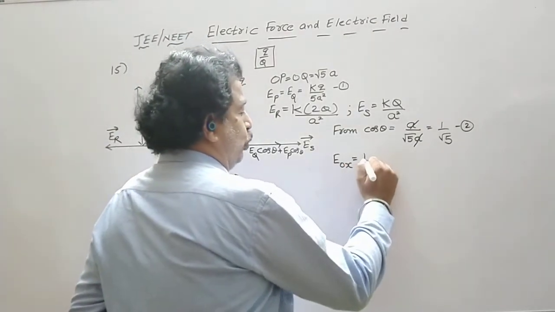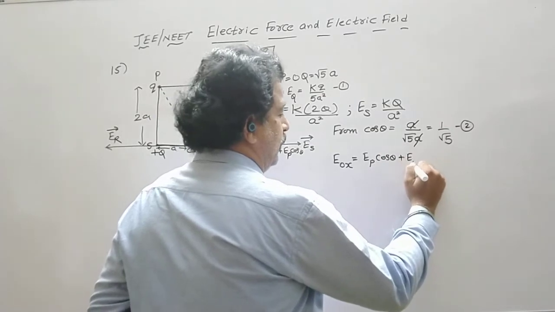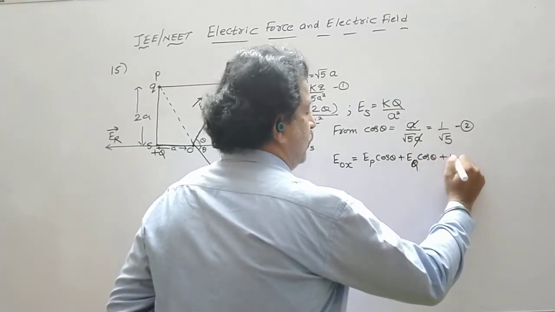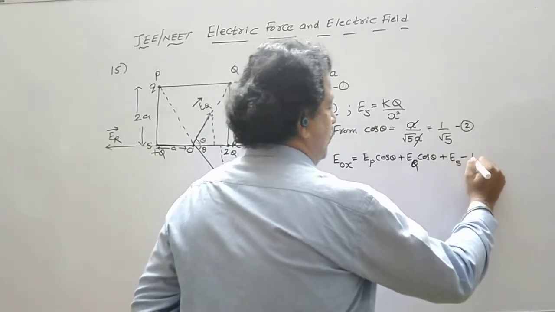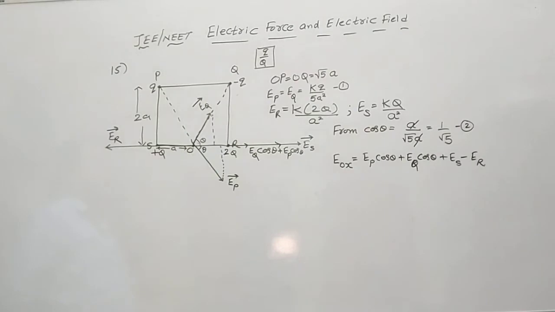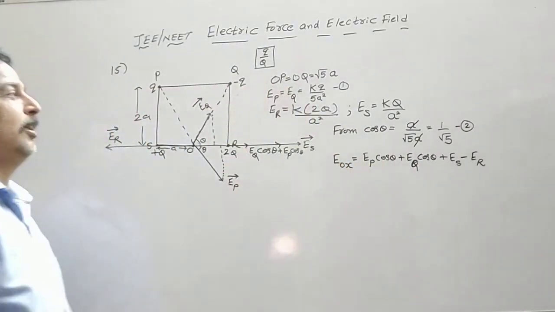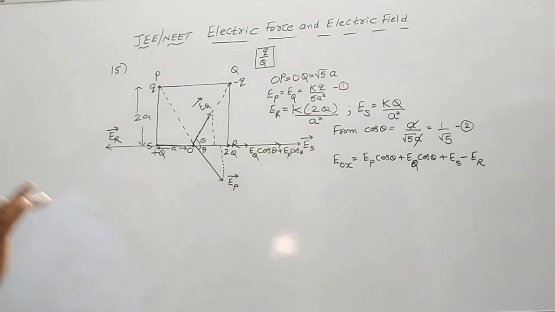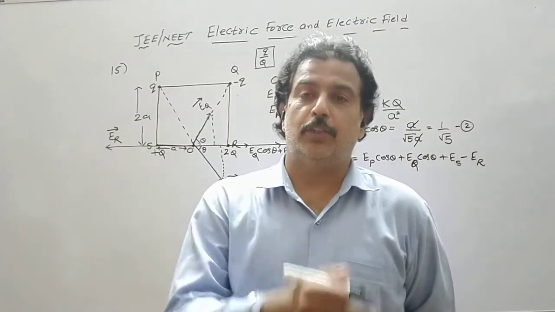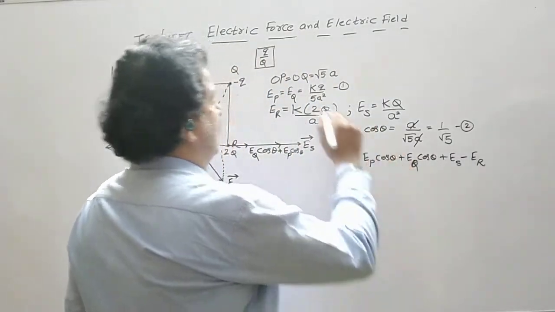This is equal to EP cos theta plus EQ cos theta plus ES, and minus sign for the opposite direction, that is minus ER. So the x component of the resultant should be 0. If the resultant force is 0, then the summation of the x component and the summation of the y component should be 0. Now EP, EQ have the same magnitude.